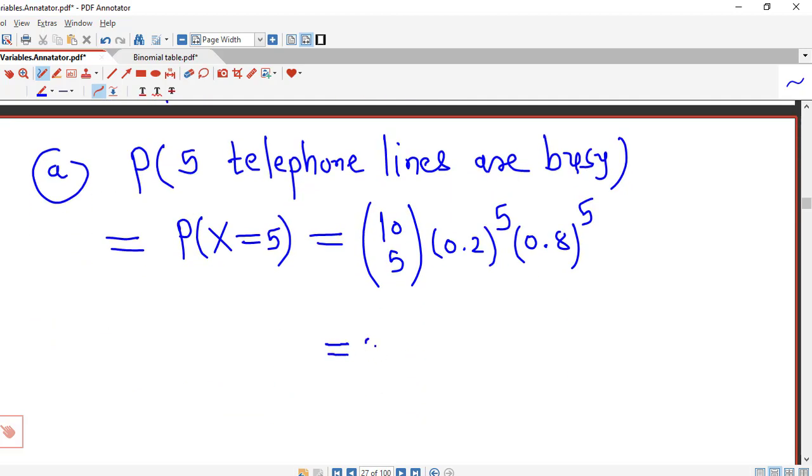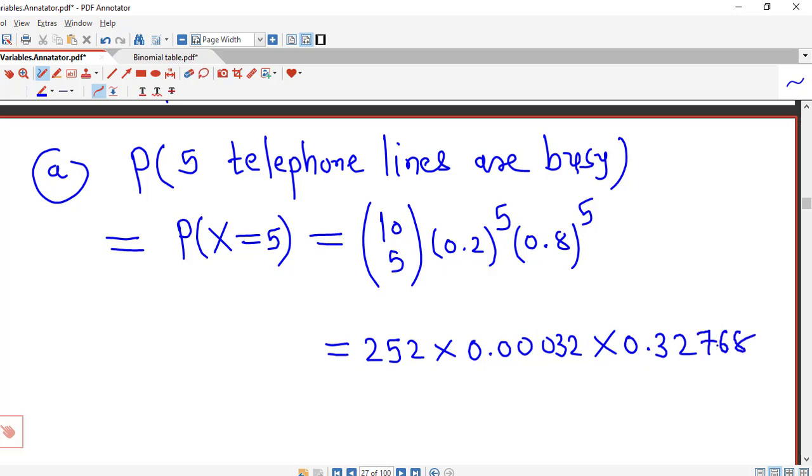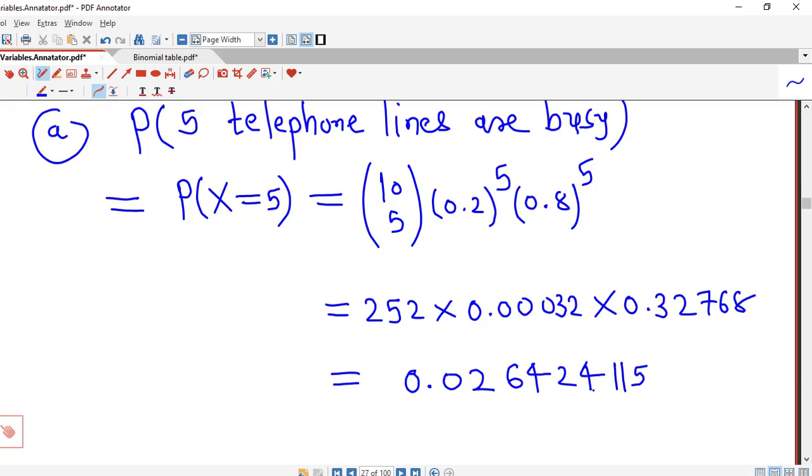So if we use a scientific calculator, we will obtain these values. You can verify using a scientific calculator. I have obtained these values, and the last one is 0.32768, and if you multiply all these things you will get 0.026424115. You can write up to 3 or 4 decimal places. I have written up to 9 decimal places using a scientific calculator.